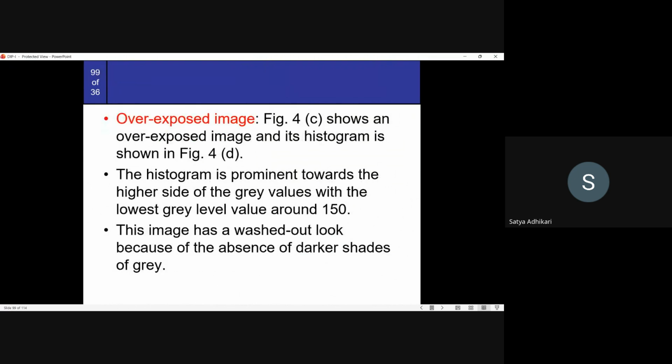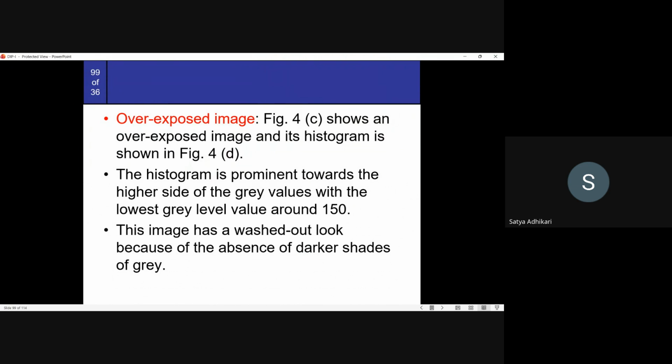Let us see the second one, the overexposed image. In that figure you will see the histogram is prominent towards the higher side of the gray level values, with the lowest gray level value around 150. So you will get all the gray values greater than 150, closer to 255. If the image has values closer to 255, it is brighter. It is more bright, so it is known as overexposed.